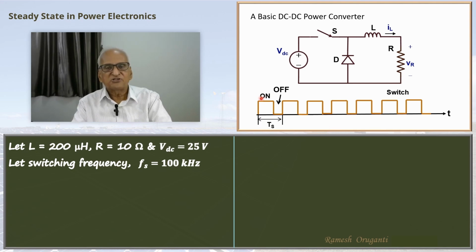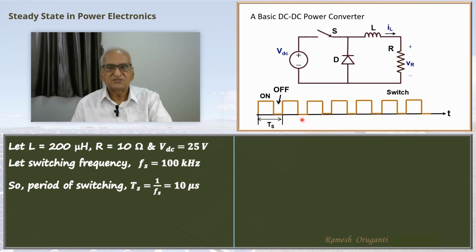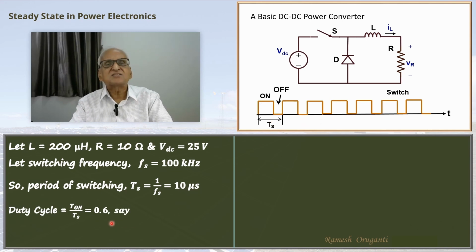One on interval plus one off interval constitutes one switching period. One switching period equals 1 over the switching frequency, 10 microseconds. So the on interval plus the off interval will be 10 microseconds. The on interval divided by the period, that ratio we know is called duty cycle. That is T on by Ts is duty cycle. Let's say it is 0.6 for this example. With a duty cycle of 0.6, T on will be 6 microseconds and T off will be 4 microseconds.